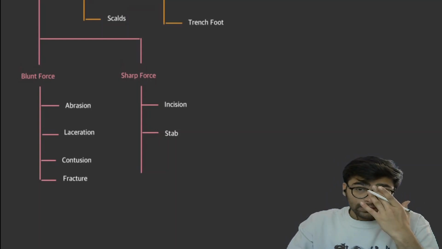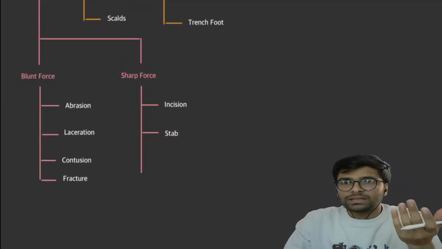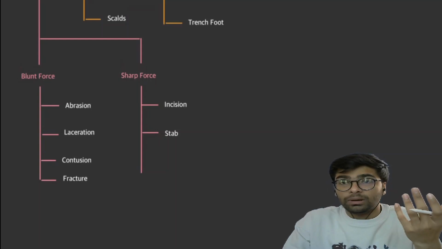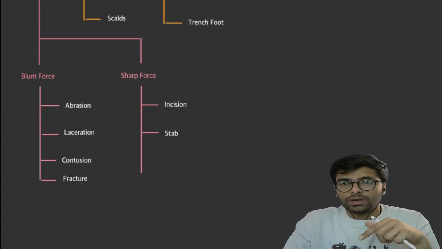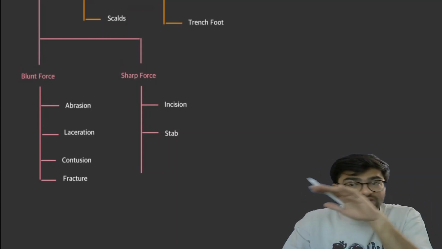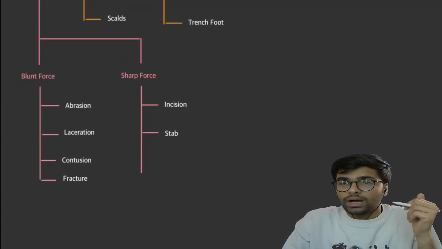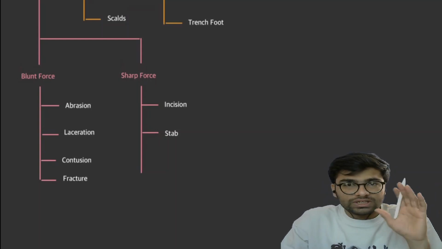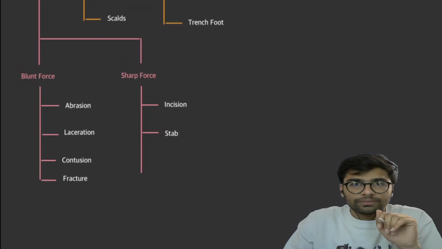So you might have seen while playing in the playground that you get some kind of injury and blood is accumulated inside the skin. The epidermis and dermis remains the same, like no breach in the continuity. In Gujarati, we call it bettomar. Okay, so that is contusion. Then we have fracture. So these four are under the blunt force.